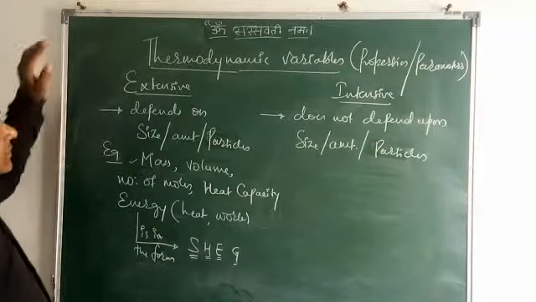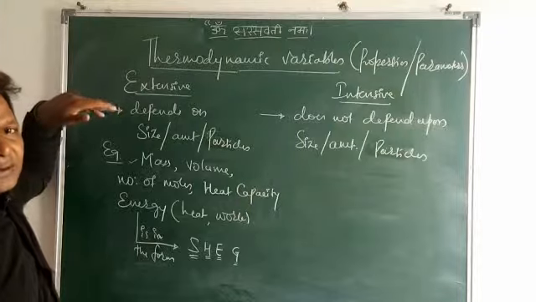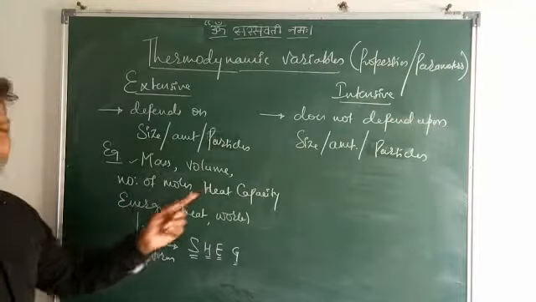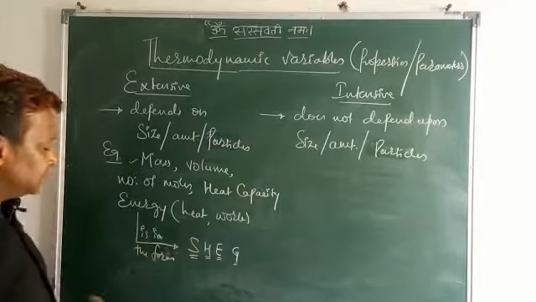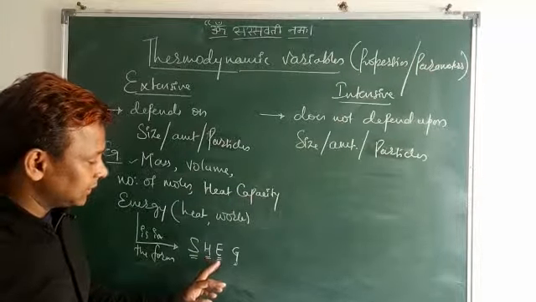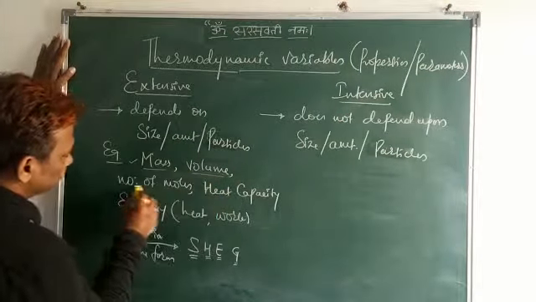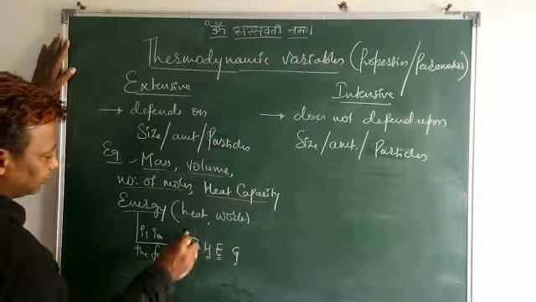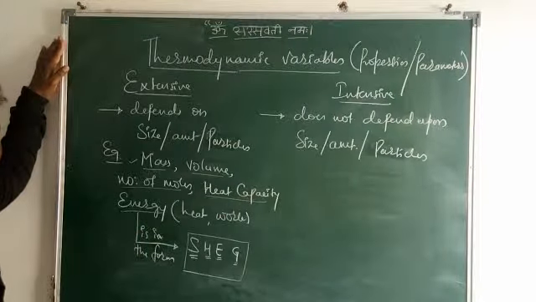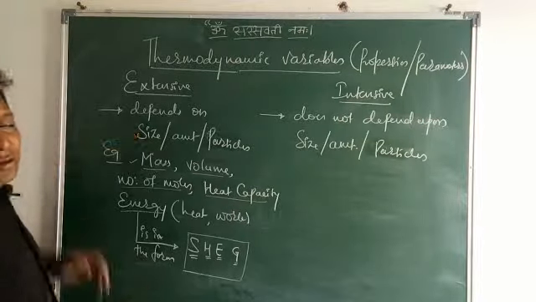So once again, my dear children, listen here. What is an extensive property? The property which depends upon size, amount, particles is called extensive. Examples are mass, volume, number of moles, heat capacity, and energy, meaning heat energy and work energy, in the form of SHEG: entropy, enthalpy, internal energy, and Gibbs free energy. Please remember these 1, 2, 3, 4, 5; with the remaining 4, a total of 9 examples come under extensive. Some more can be found, but these are the most important examples they ask in competitive exams.